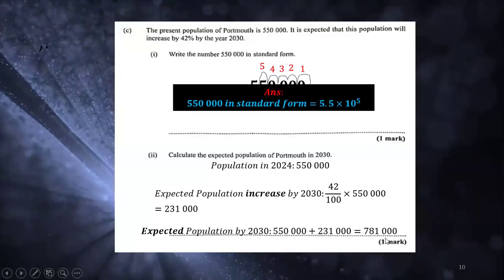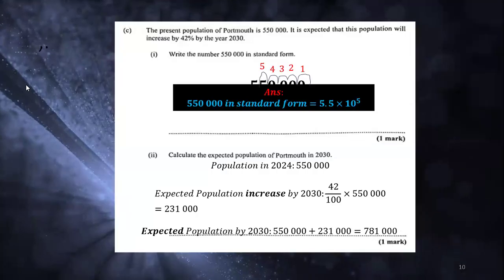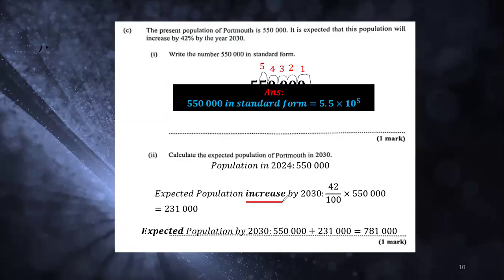781,000 by 2030. Notice again, in this case, we calculated the increase. In this case, we calculate the expected population. This was the increase in the population, but this one here is the expected population. They are related, but they are not the same. Okay? So you calculate the increase, then you add it back to the 550,000.